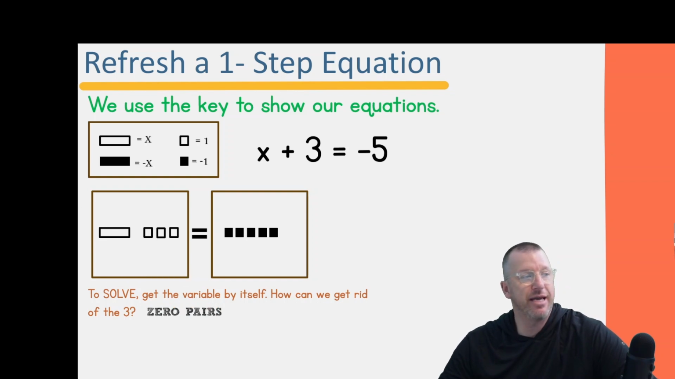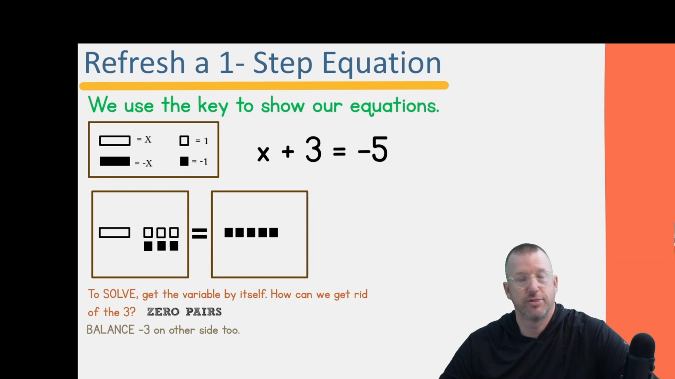So how do we get rid of numbers on one side? We use inverse operations. So what's the opposite of plus 3? It's negative 3. Okay, so minus 3 is the opposite of plus 3. So I went ahead and put my negative 3 up there so that I can make some 0 pairs. Wait a second. If I put a negative 3 on one side, I have to put a negative 3 on the other side. Remember, balance is the key.